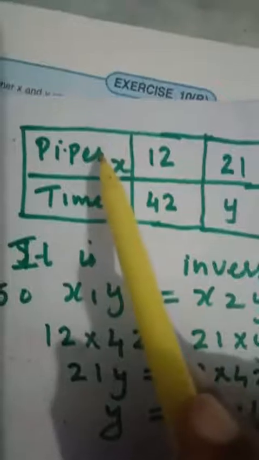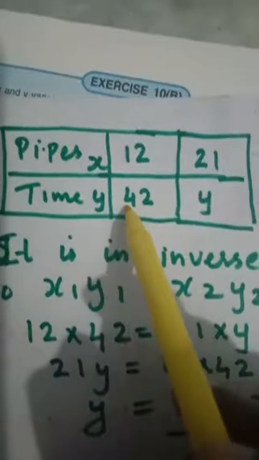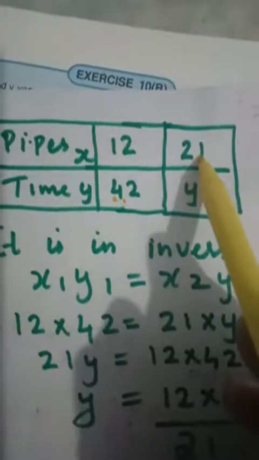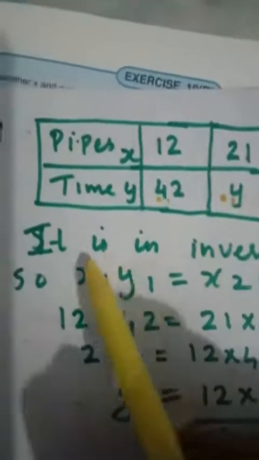Okay, inverse variation. So we can write pipes and time. Pipes x, time y. If 12 pipes are there, they take 42 minutes to fill the tank. Now if 21 pipes are there, how much time is taken to fill the tank? That is the unknown quantity y. We know it is in inverse variation. You should write this step.